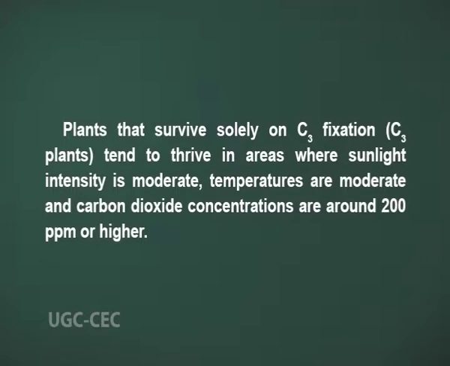Plants that survive solely on C3 fixation tend to thrive in areas where sunlight intensity is moderate, temperatures are moderate, and carbon dioxide concentrations are around 200 parts per million or higher. In C3 fixation, ribulose 1,5-bisphosphate or RuBP is carboxylated to form a 3-carbon compound via the activity of rubisco.